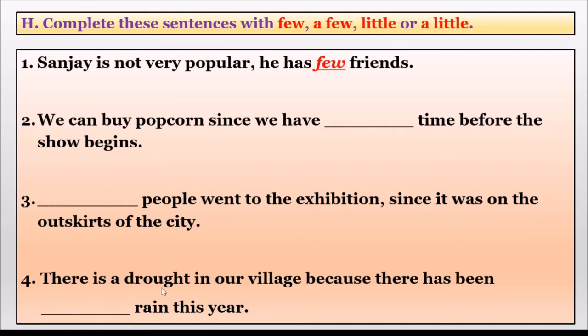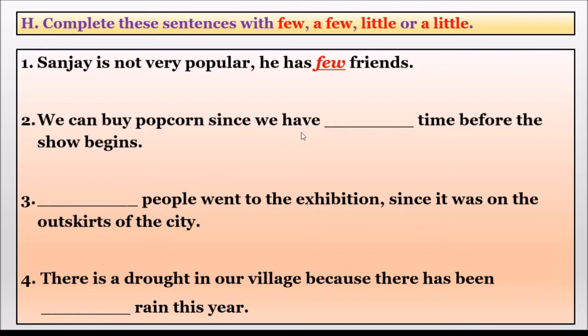Fourth one. There is a drought in our village because there has been dash rain this year. There is a drought in our village means what? Because there has been little rain this year. So little means it is not a certain amount, so we use little.